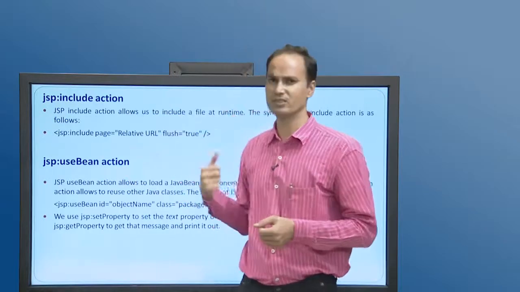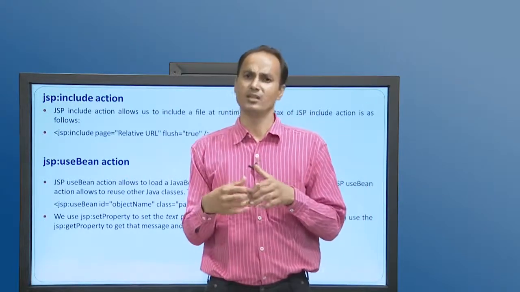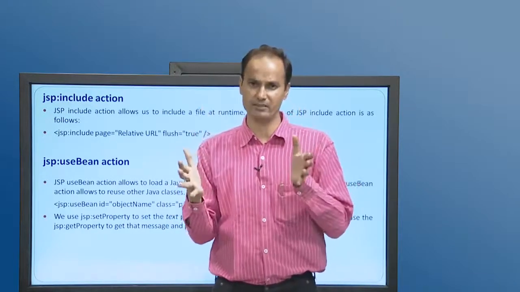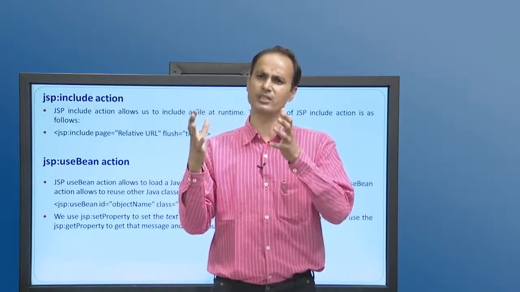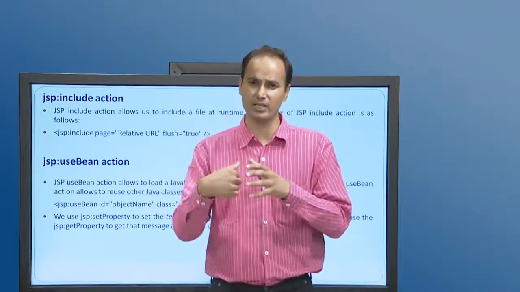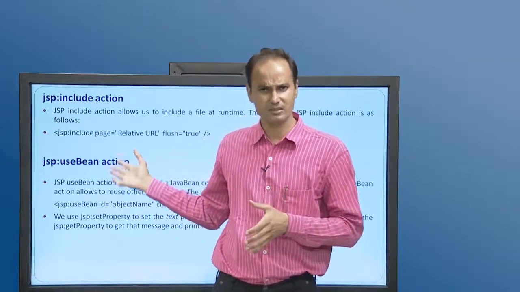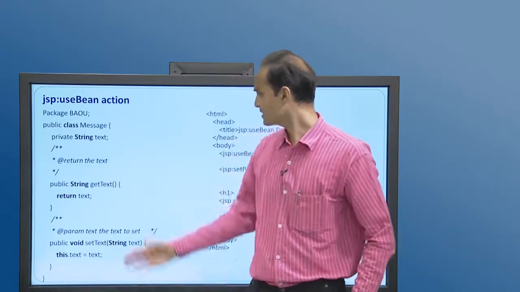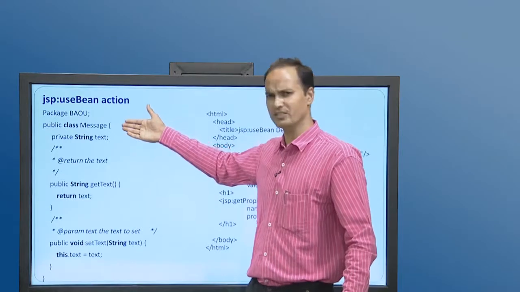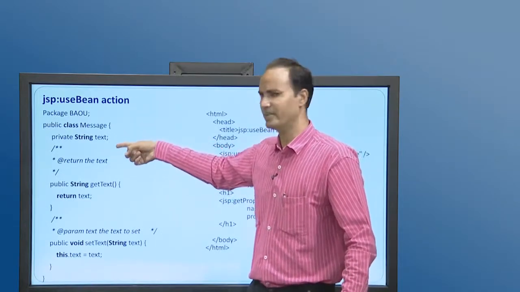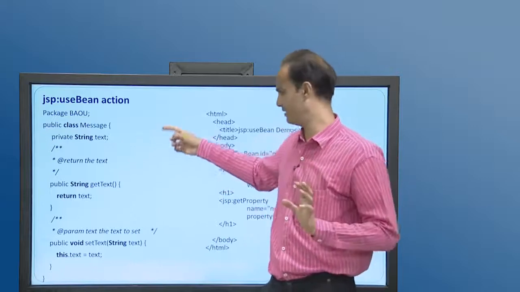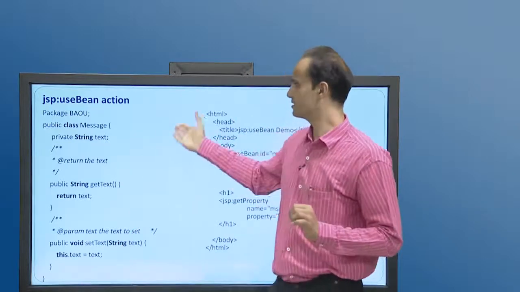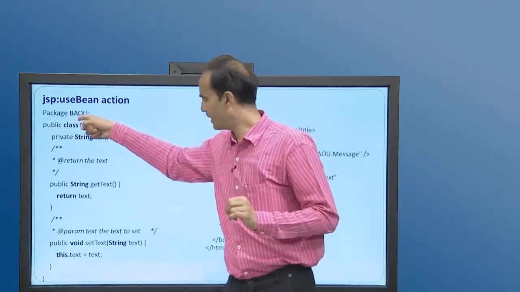Then after that, the useBean action. This useBean action helps us in a JSP page to manipulate the bean data as model data. When we are dealing with MVC architecture we call it model instead of bean. So, we can manipulate the model in a JSP file using the standard action useBean, with its setProperty and getProperty. This is a simple example. See, a class Message is there, called a bean, having one property, text, and for the text there is a getter and setter, getText and setText. It is contained in the package BAOU.